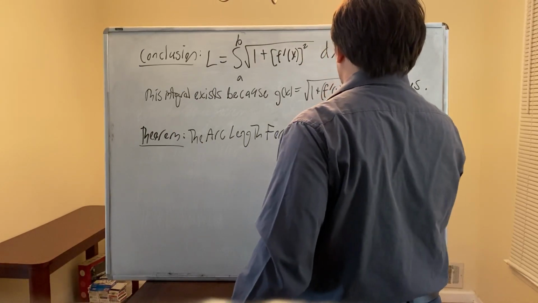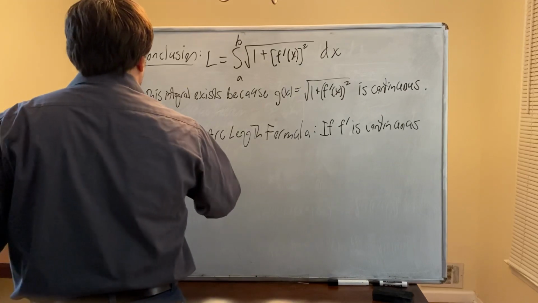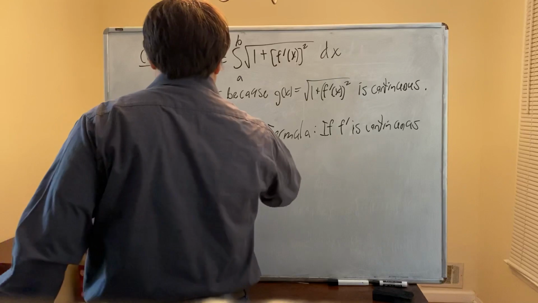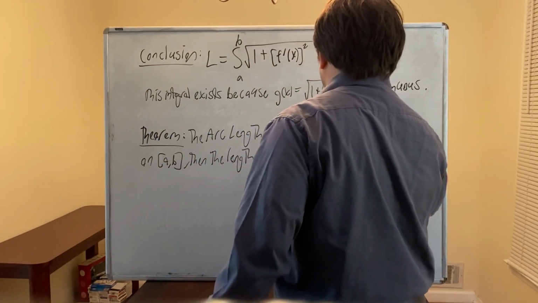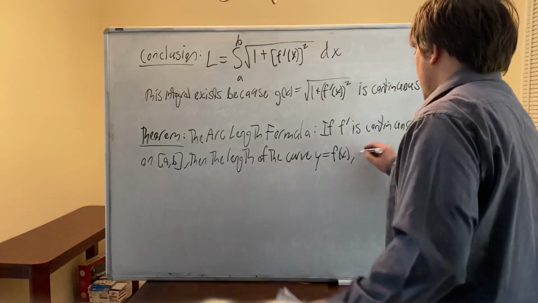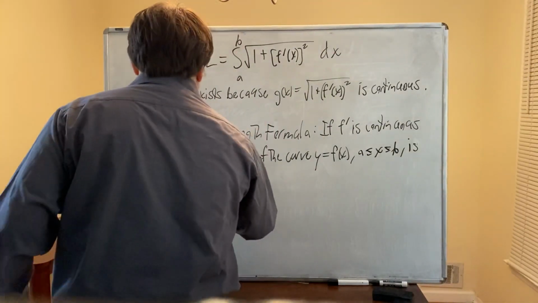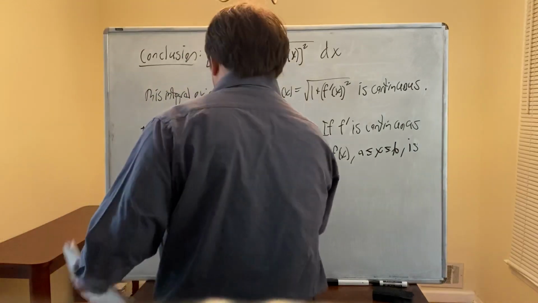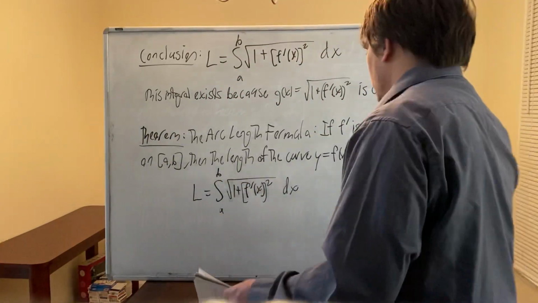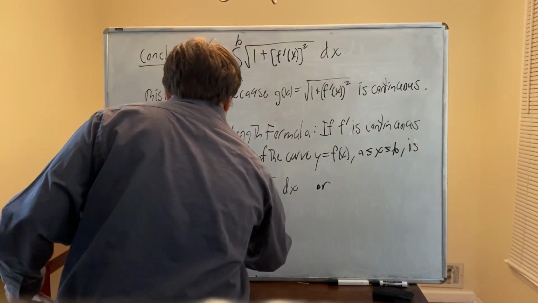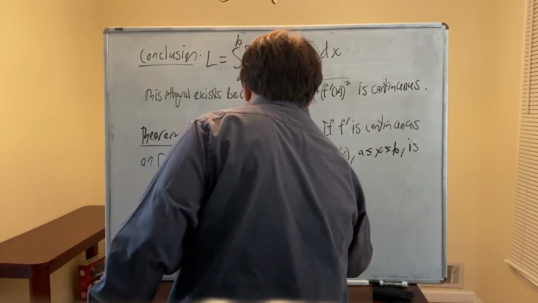Okay, if f prime is continuous on the finite closed interval a comma b, which is our assumption before, then the length of the curve y equals f of x, where a is less than or equal to x, less than or equal to b, is capital L equal to the definite integral from a to b of the square root of 1 plus f prime of x squared dx, or capital L equal to the definite integral from a to b of the square root of 1 plus dy/dx squared dx.